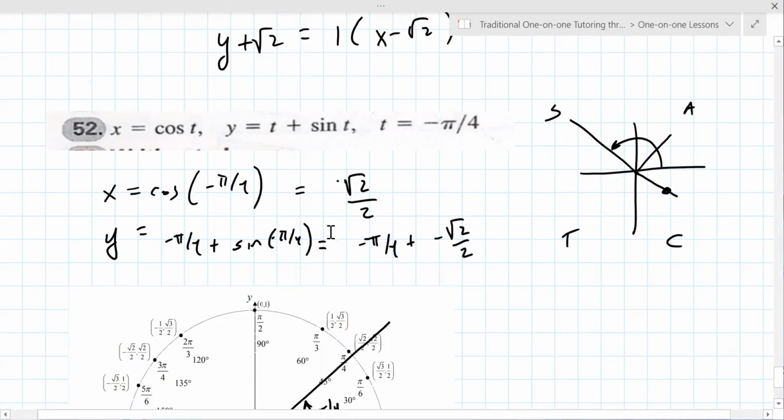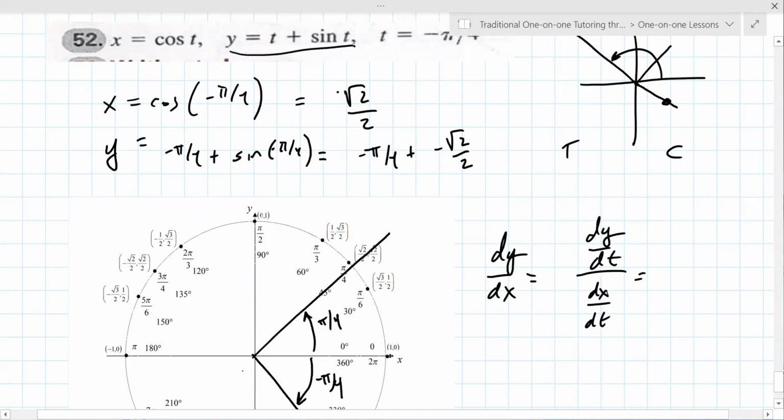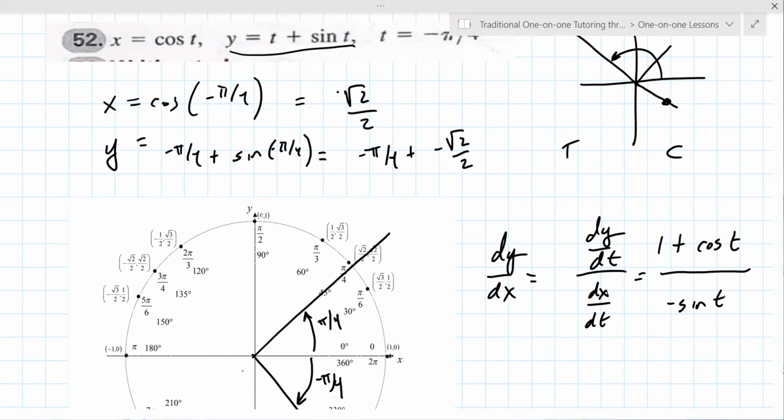Oh no, you need to do the slope, right? Now you gotta do the slope. dy/dx is dy/dt over dx/dt. So we need to take the derivative of this: 1 plus cosine t over minus sine t. Oh, because that's the x equals, I see. Yes. And then you gotta evaluate again at minus pi over 4.